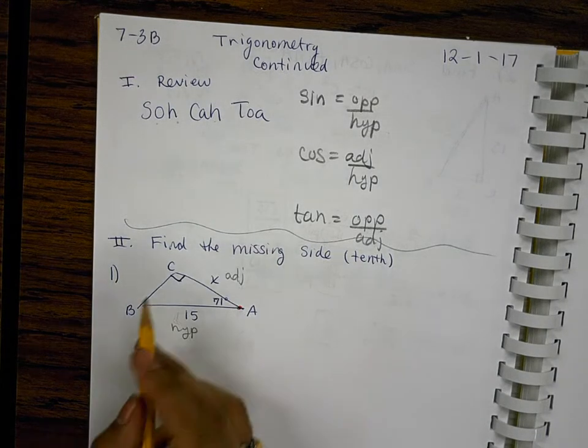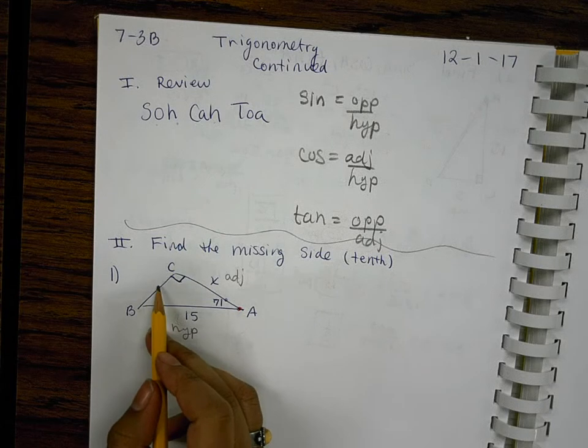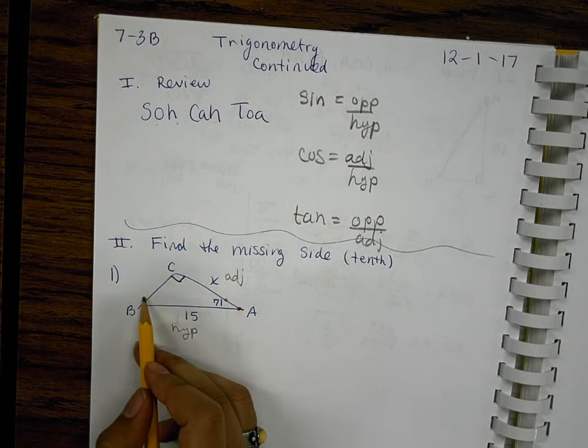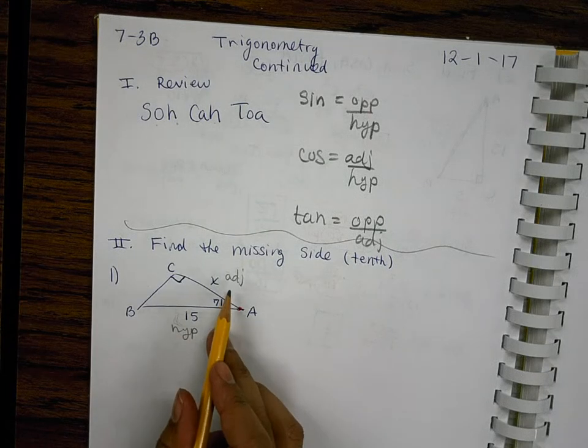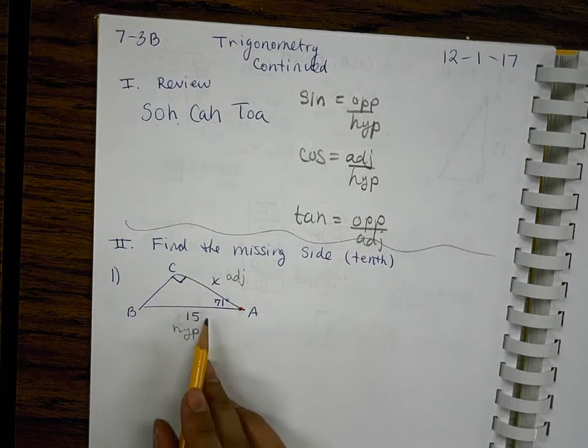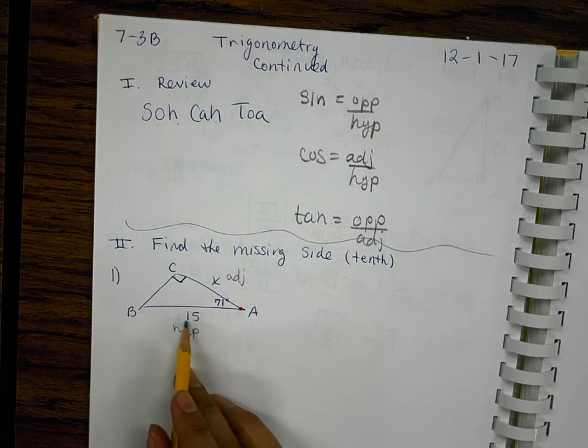Now, I'm not going to label this side for two reasons. Well, one big reason, we don't need it. We're not looking for this side. They're not asking for that side. They're just asking for X, which is adjacent. Why did I label this side? Because they gave it to me. 15 right there, it's given.